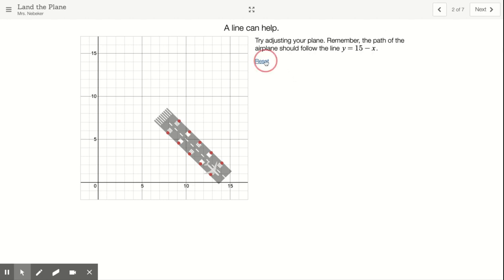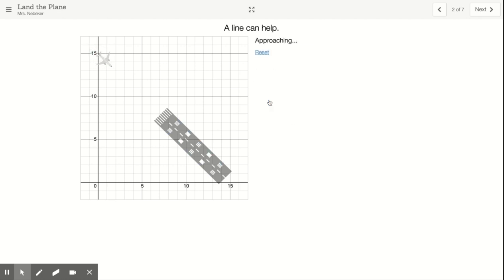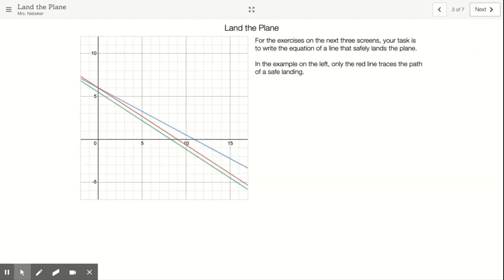Okay, if I wanted to, I could retry it again. Notice that there's a 15 here, so maybe we'll put our plane up at 15. Let's see what happens. Yay! We did it! We landed our plane successfully and safely. Kept all of them people alive.